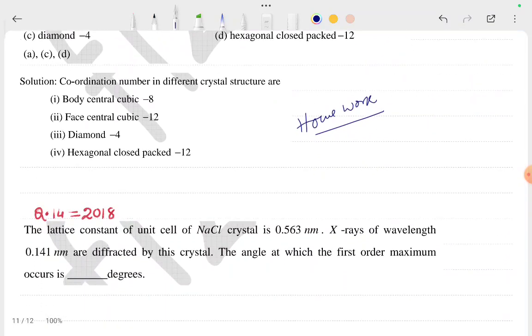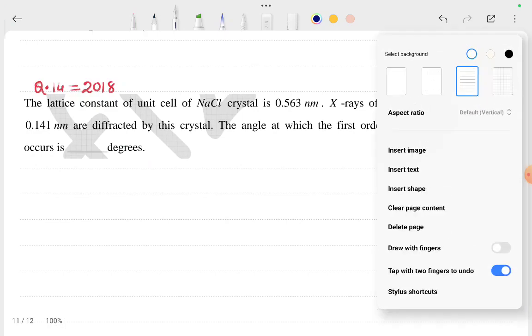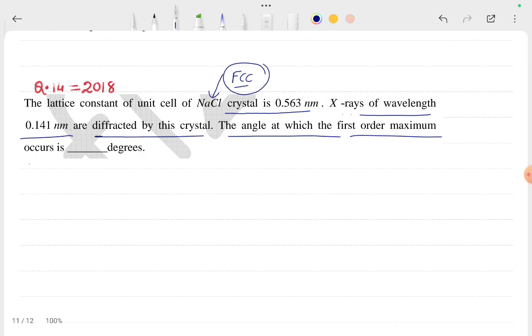And this is question number 14. The lattice constant of the unit cell of NaCl crystal is 0.53, that's the a value. The X-ray wavelength is in nanometers, and it is diffracted by this crystal. The angle at which the first order maxima occurs is asked. We know the NaCl structure: NaCl is nothing but an FCC structure. So for the FCC structure, we can calculate this value. Let's solve it.